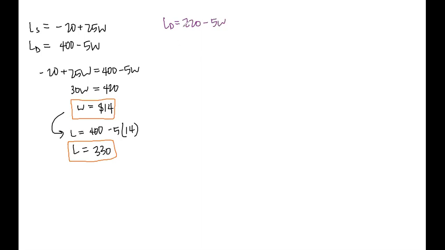So we just need to recalculate the equilibrium wage, which would be 220 minus 5W equals negative 20 plus 25W. So then adding 20 to both sides, we have 240 on the left. And then adding 5W to both sides, we have 30W on the right. And then dividing by 30, we see that the new equilibrium wage is $8.